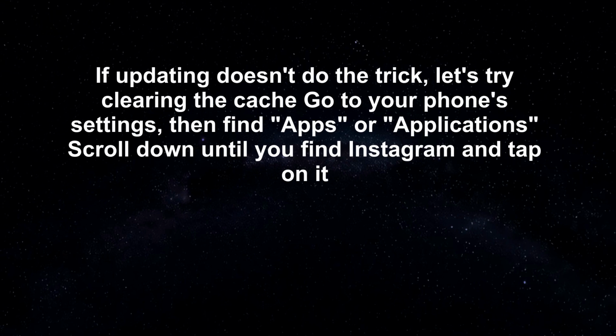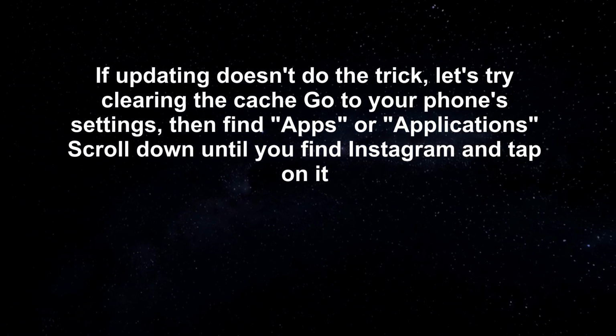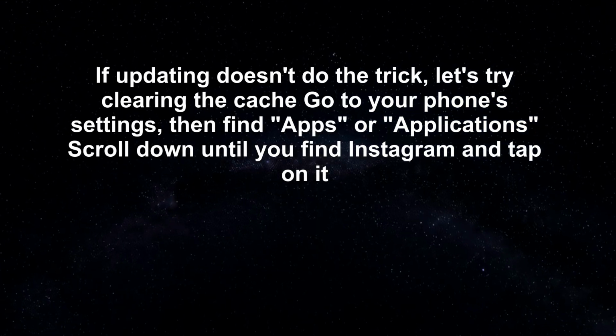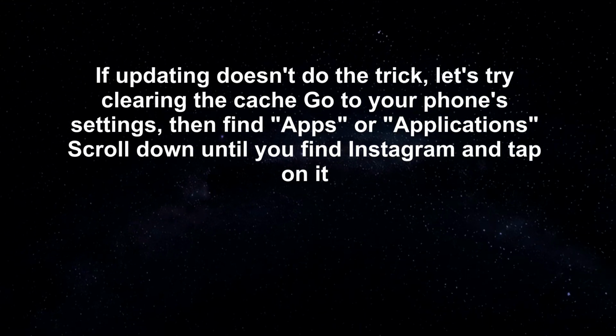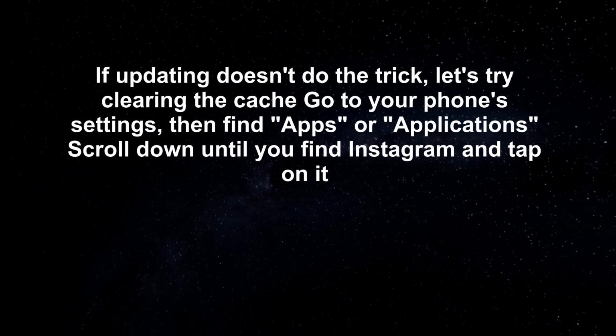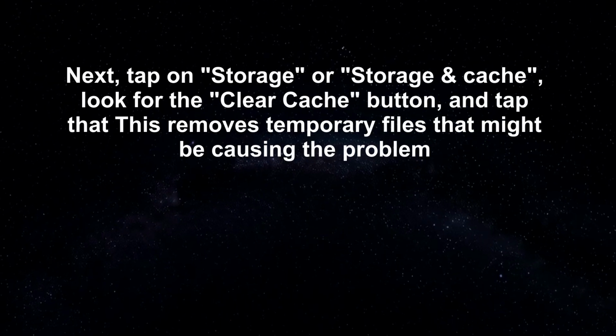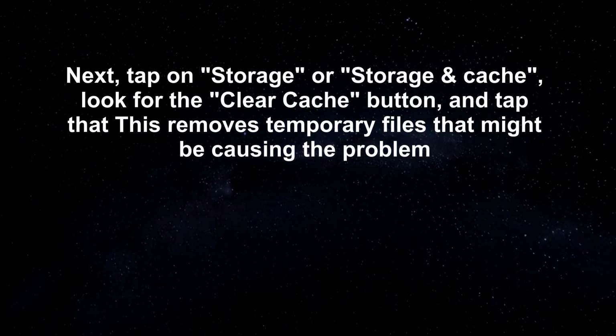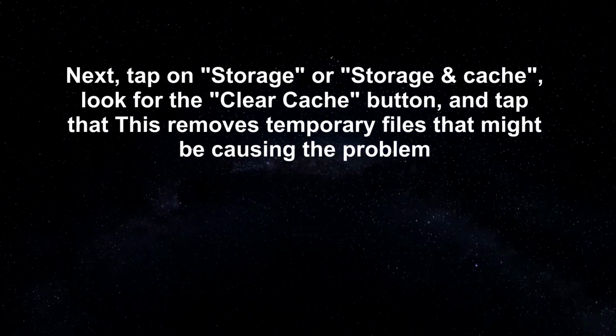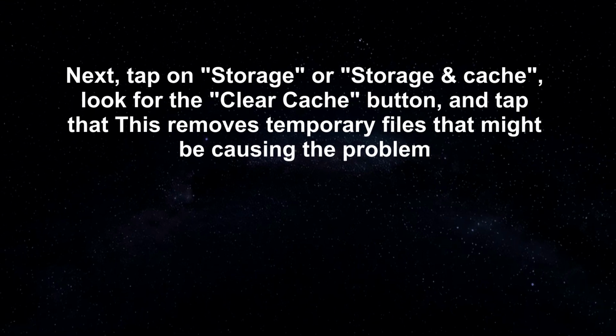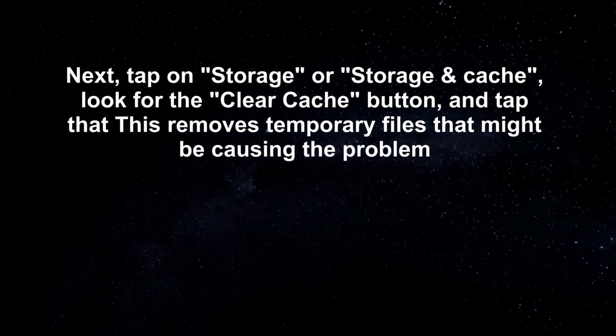If updating doesn't do the trick, let's try clearing the cache. Go to your phone settings, then find Apps or Applications. Scroll down until you find Instagram and tap on it. Next, tap on Storage or Storage and Cache. Look for the Clear Cache button and tap that. This removes temporary files that might be causing the problem.